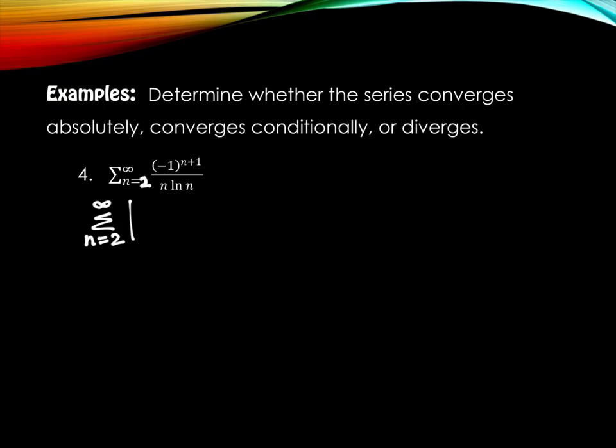All right, we're taking the absolute value of -1 to the n plus 1 over n ln n, which looks a little funny, but that's okay. So if I simplify this expression, what will this give me after the summation symbol?